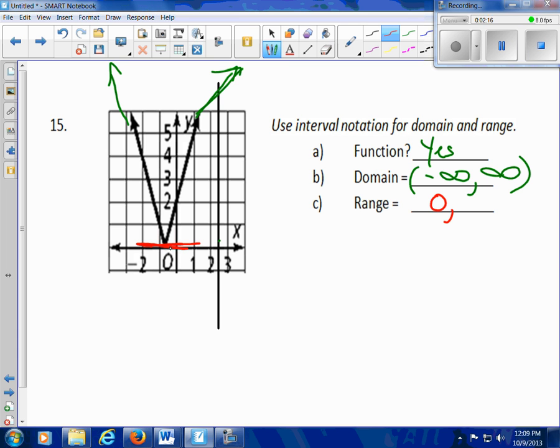Can it include the value 0? Well, yes, it does include the value 0 because it's right on the 0. There's no open dot there, so I'm going to use a bracket, that we learned how to do in class, to show that it is included.